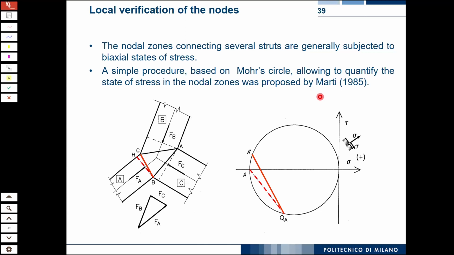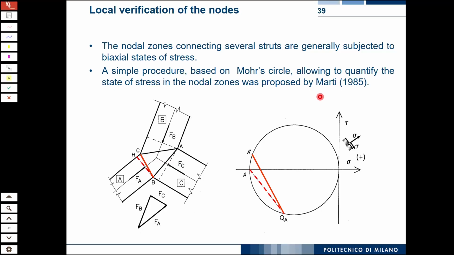So imagine that you have 3 struts, and the axes of the struts are those where you have the forces FA, FB, FC. But when they meet, the node zone is made of these 3 segments, A, B, B, C, C, A. And they are not exactly orthogonal to the line of the strut. Orthogonal to the line of the strut is this dashed line, this line here.